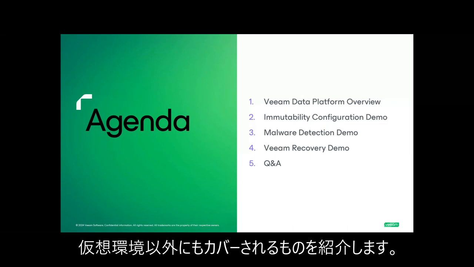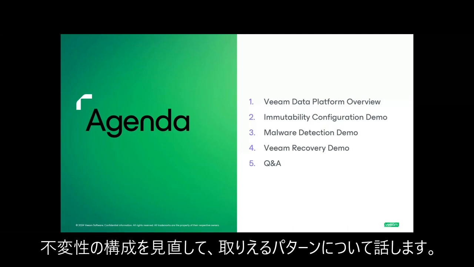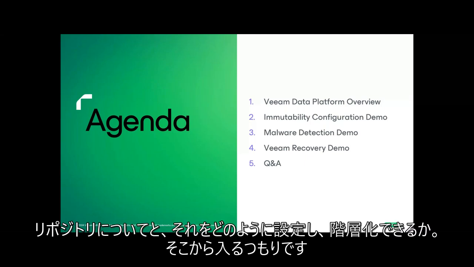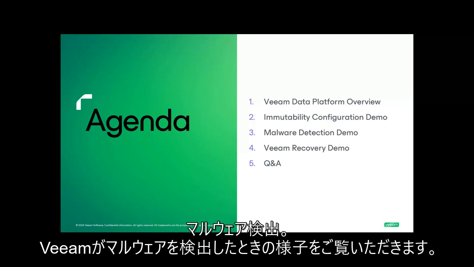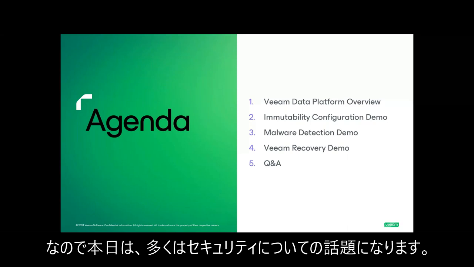Most of what is going to be covered today is going to be a demo. Not really a whole lot of slides for you today, but I'm going to chat and go over immutability configuration, talk about some different repositories and how those can be set up and structured. Then we're going to go into malware detection, show you what it looks like when Veeam does detect malware, what you can see, what you can do. And then finally, how you can recover when you do find malware inside your environment.